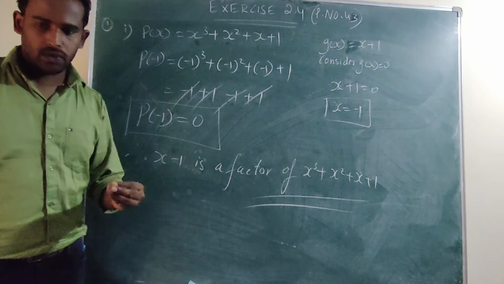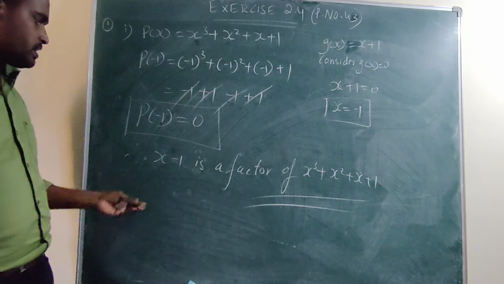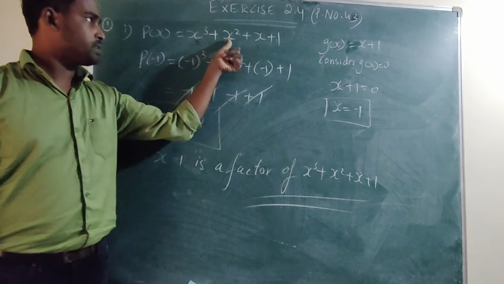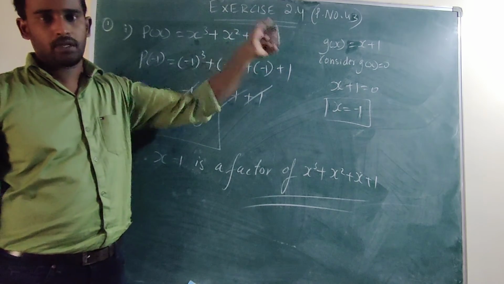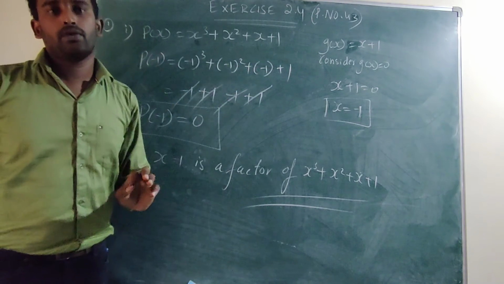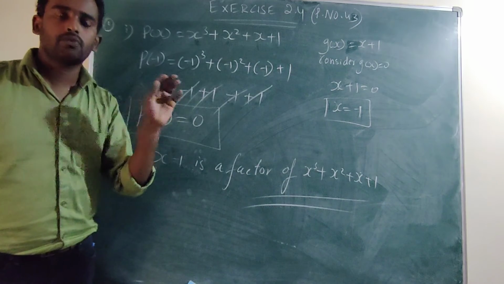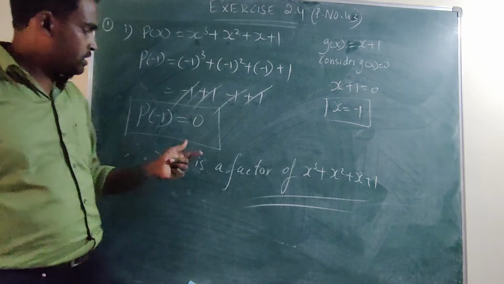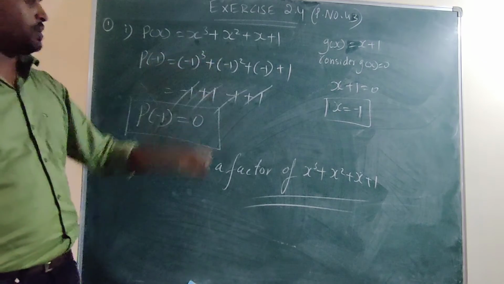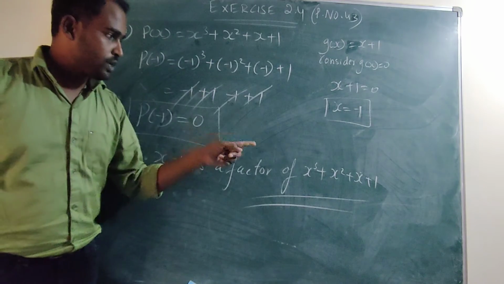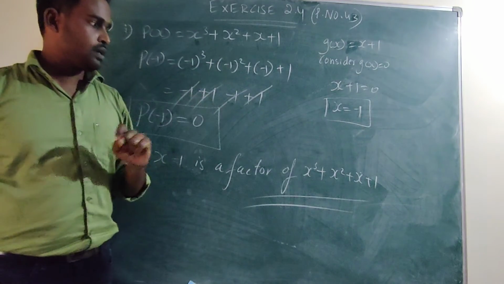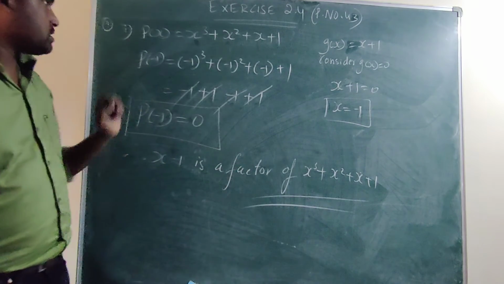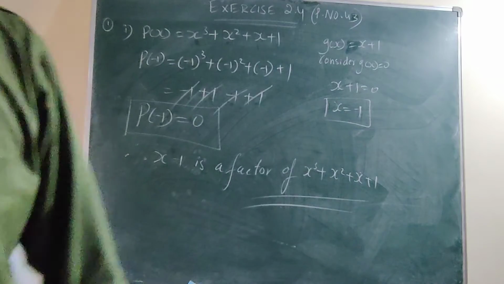Remainder, we got 0, students. Therefore, finally we can write x plus 1 is a factor of x cube plus x square plus x plus 1. Any doubt? Using remainder theorem only we can find out whether it is a factor or not. But remainder should be 0. Therefore, here x plus 1 is a factor of x cube plus x square plus x plus 1. First sum. Please note down question number 2.